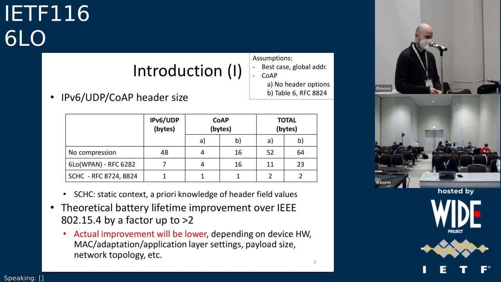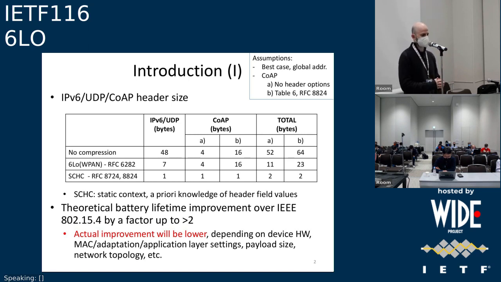By using SCHC, it is possible to compress those headers in both cases down to just, for example, 1 byte. So overall, if we consider the joint IPv6 UDP CoAP header, without any compression it would have a size of 52 or 64 bytes, respectively. With 6LoWPAN, we can compress that down to 11 or 23 bytes. However, with SCHC, it is possible to compress that same joint header down to just 2 bytes. So theoretically, it would be possible to achieve significant improvements.